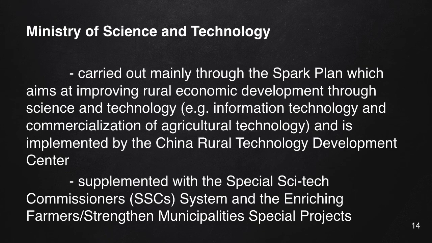The Ministry of Science and Technology Agricultural Extension System is carried out mainly through the Spark Plan and supplemented with the Special Sci-Tech Commissioners or SSCs system and the Enriching Farmers Strengthen Municipalities Special Projects. The Spark Plan aims to improve rural economic development through science and technology like information technology and commercialization of agricultural technology. China Rural Technology Development Center, which is part of the Ministry of Science and Technology, implements the Spark Plan through the Office of Spark and Information. It is administered at the national, provincial, county, and municipal levels, which provide resource and program support to the stakeholders.